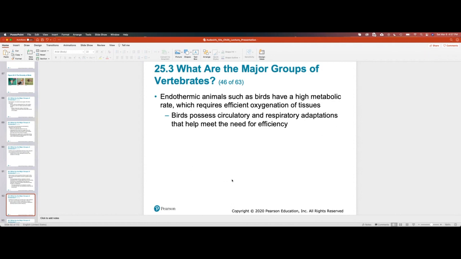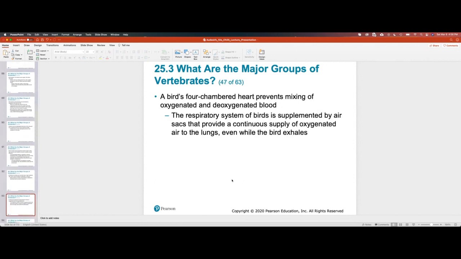Whereas you may see a turtle or a crocodile sunbathing to help bring its body temperature up because it can't regulate that by itself, it has to bathe in the sun to absorb that heat. The metabolism of birds is high and fast enough that it generates a lot of heat as a byproduct, enough to maintain a normal body temperature independent of the environment. You're also going to see a well-developed four-chamber heart.